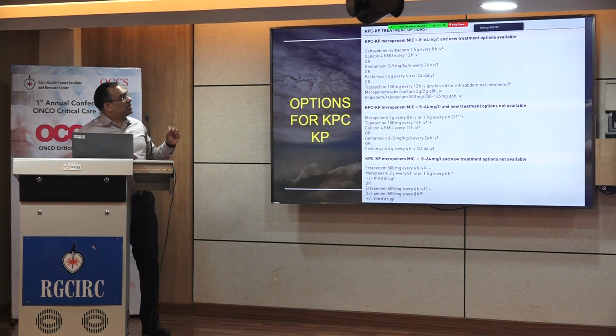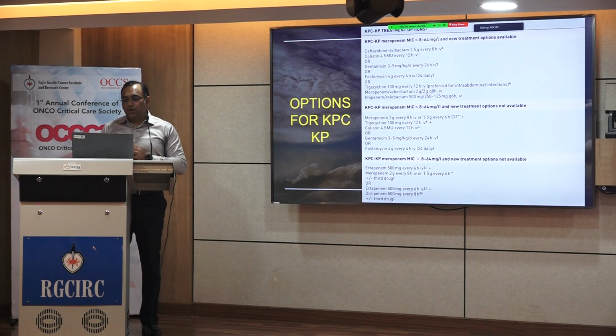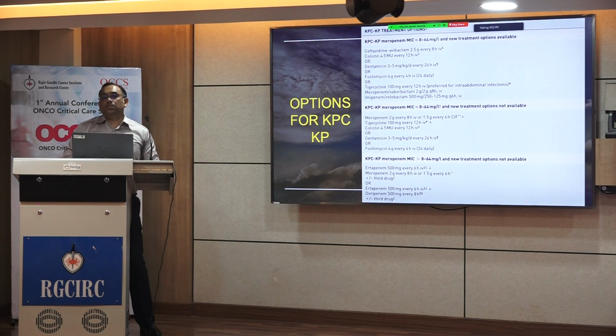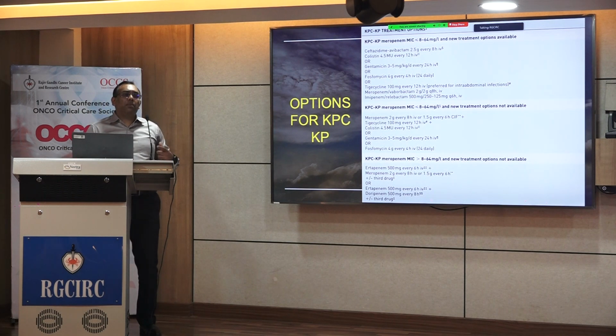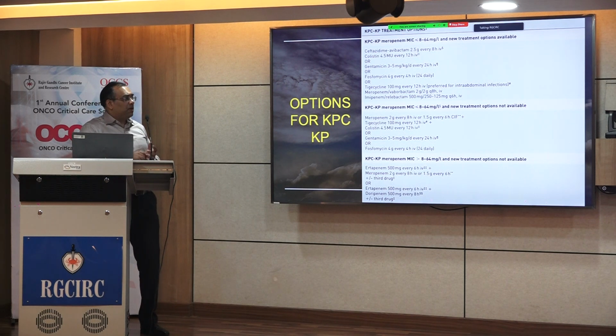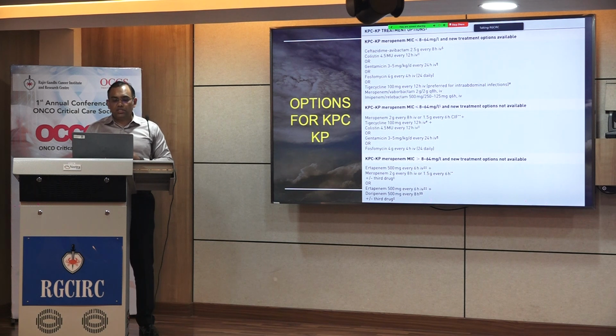If you have KPC Klebsiella pneumoniae with MIC of less than 8 for meropenem, but the new treatment options are not available, then you can look for high dose meropenem, which is 2 gram 8th hourly to 1.5 gram 6th hourly. Along with that, add tigecycline, again a high dose tigecycline. We are talking about 100 milligrams 12th hourly. Remember, tigecycline does not have good bloodstream levels, so it's not an ideal drug for bacteremia. Along with that, colistin or fosfomycin or gentamicin.